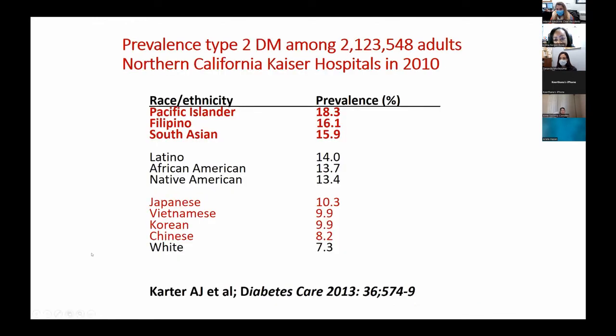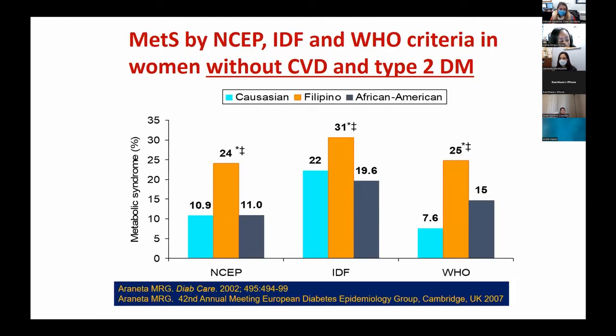And here is another slide that talks about the prevalence of type 2 diabetes. You would think that this would be more with the Latino group or the African American group, but lo and behold, and this is a study of over 2 million adults in the Northern California Kaiser hospitals, you'll see here that actually the South Asians, Pacific Islanders, and Filipinos have a higher prevalence of diabetes. So again, don't make assumptions based on who people are, but really look at the data and quickly make analyses and read about it.